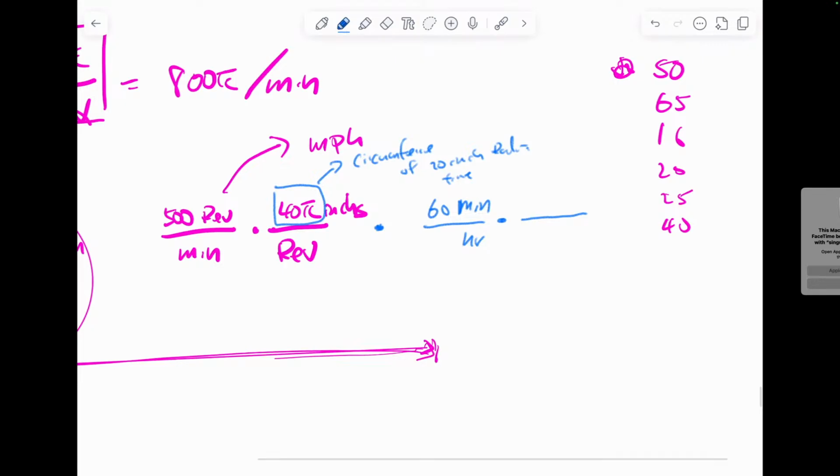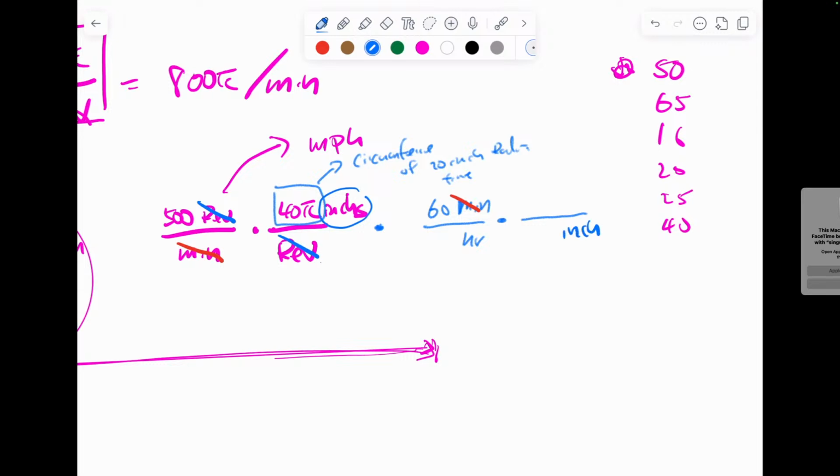So now we have minutes here. They cancel out right here. And we have revolution. We cancel out right here. And we have inches. Now, we have hour. So we have miles per hour. But we don't have a mile. So guess what? You need to convert the inches to miles. So inches is on the top, right? How do I cancel the inches? Put it on the bottom.